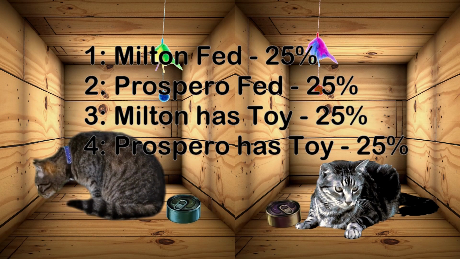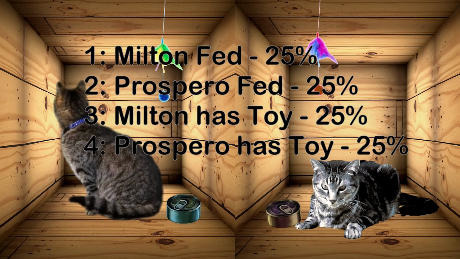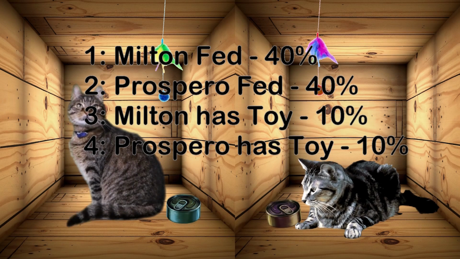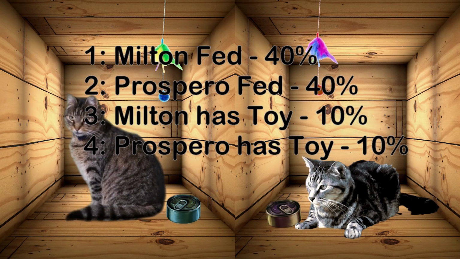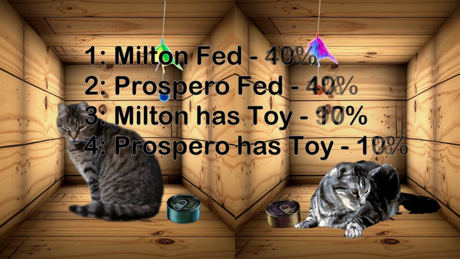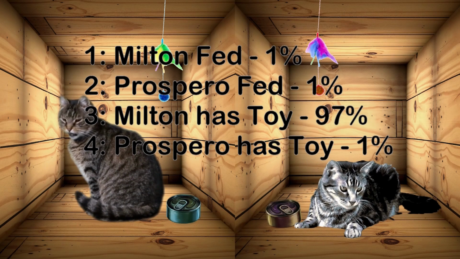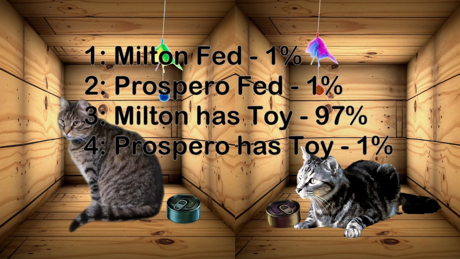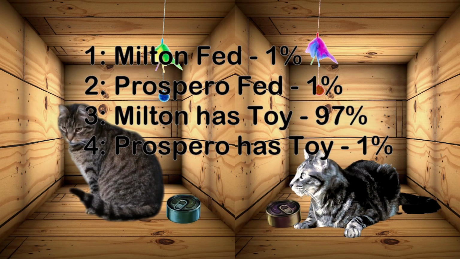And I could skew those odds by setting up the sensors so up or down will each only be 10% likely to occur, and left and right each 40% instead of 25%. Nothing has changed but the probabilities. I could set it up so it was 97% likely to give Milton the toy, and only 1% for each other option, same results. Now I could also entangle 3 cats.